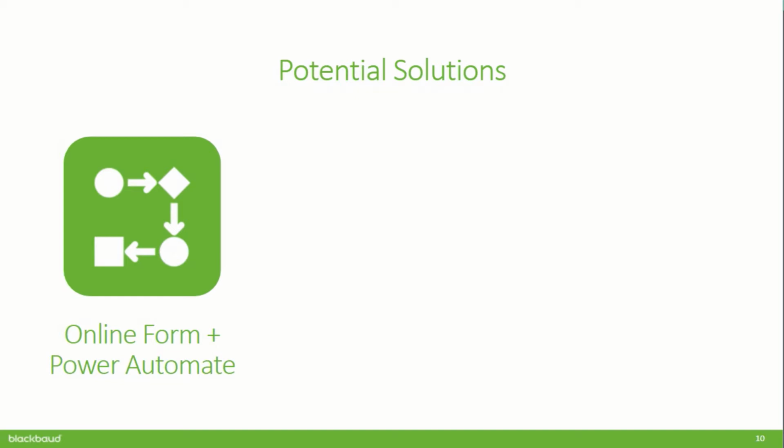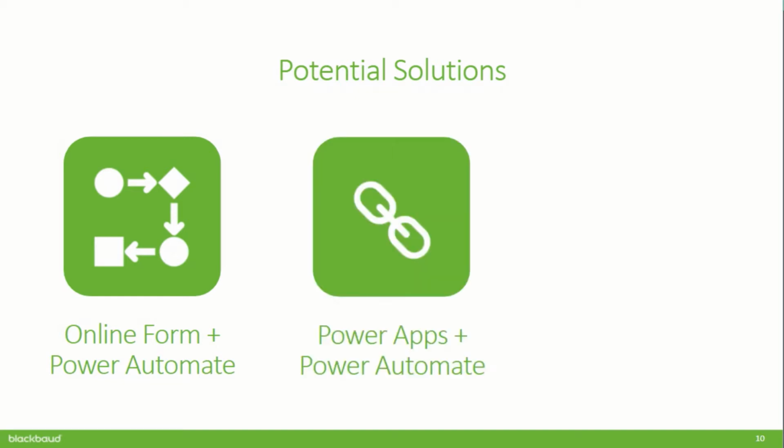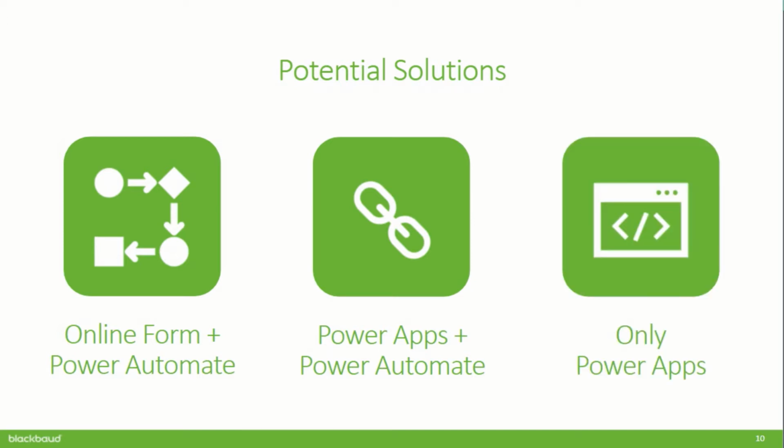That's your simplest option. If you want a little bit more customization on how that looks, you could have Power Apps for the front end and then Power Automate doing all the work behind the scenes. That's the first scenario we're going to talk through today. And finally, if you want the most control over everything, if you're very technically minded, you may just want to do Power Apps, do all of the logic inside of that.